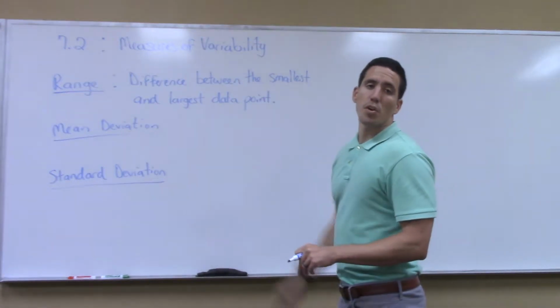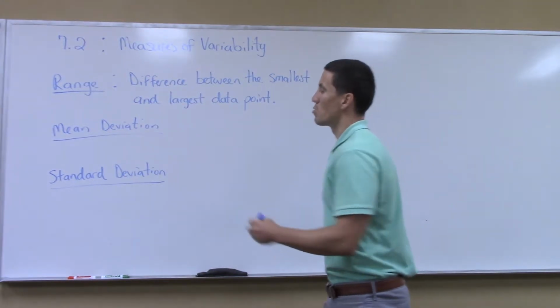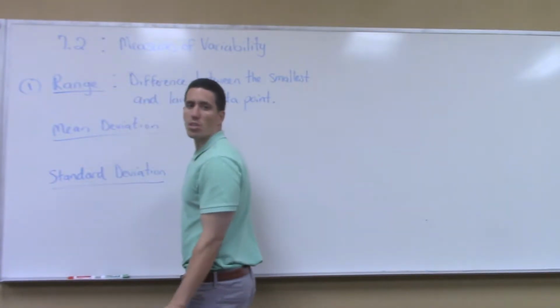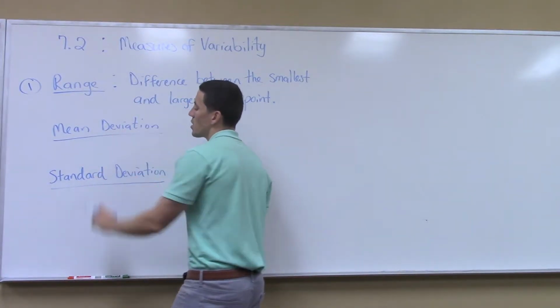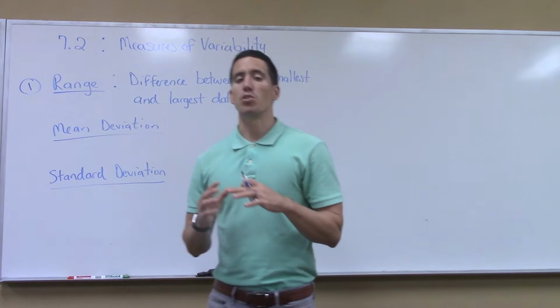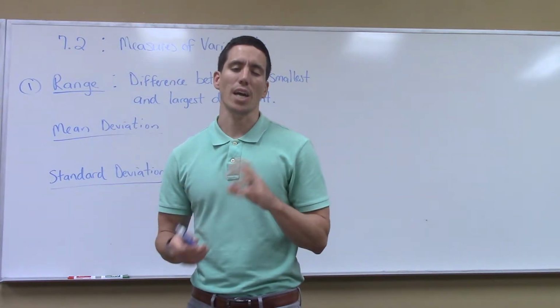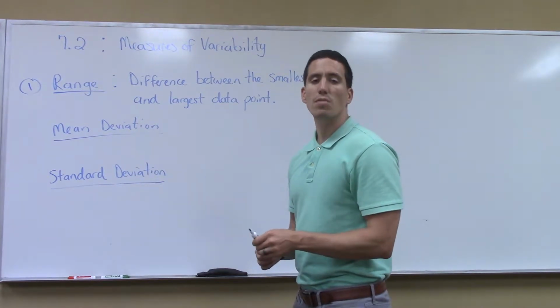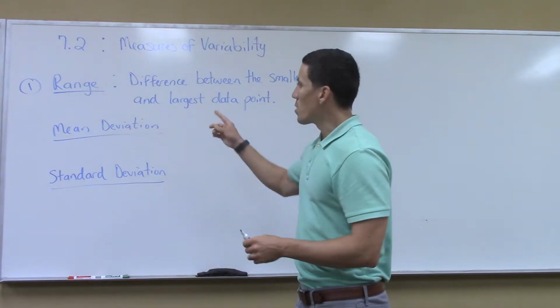Under the concept of variability, we're going to talk about three different measures: range, number 1, and then mean deviation and standard deviation, number 2 and 3. Mean deviation and standard deviation are just different measures that are kind of saying the same thing. Mean deviation is a little bit simpler and standard deviation is a little bit more complex. But let's start with the range.